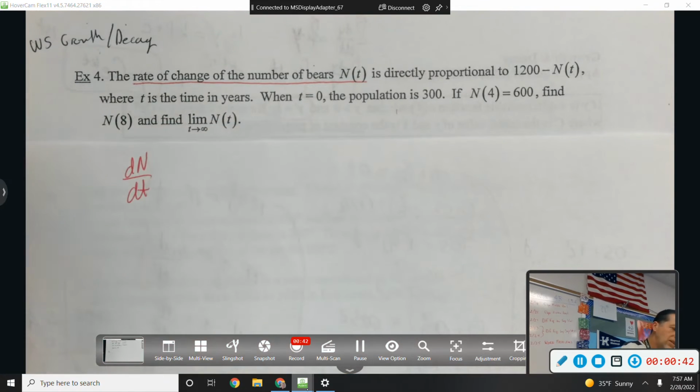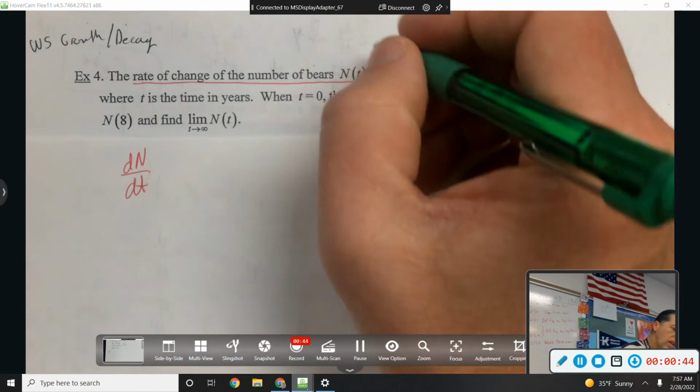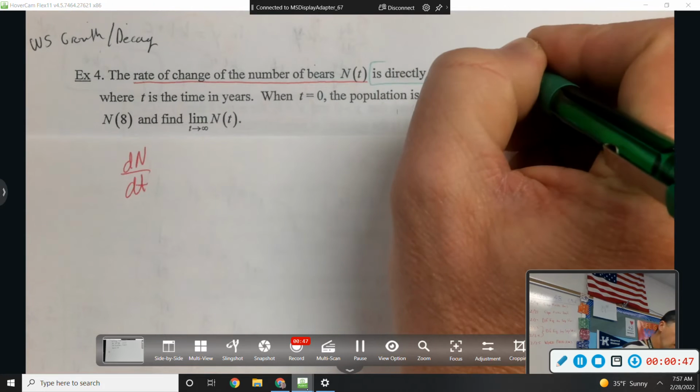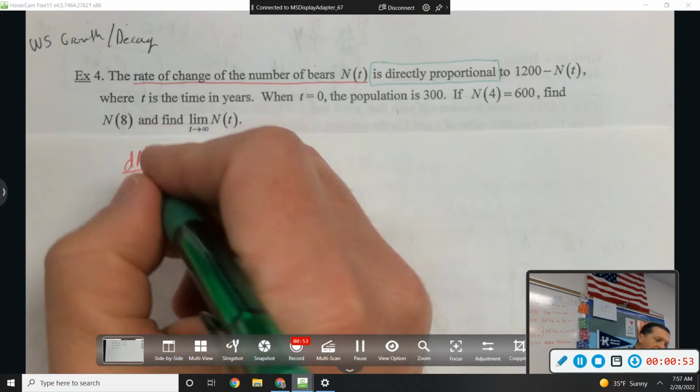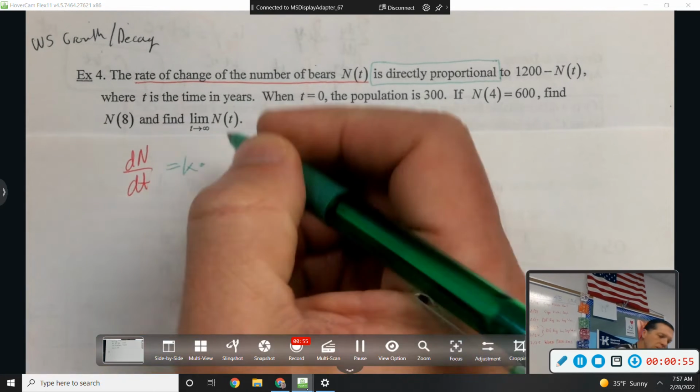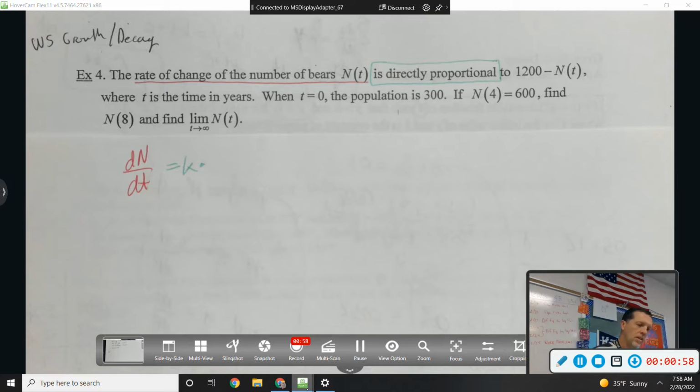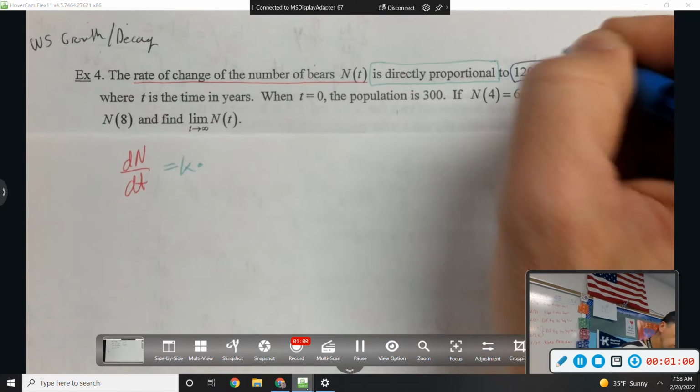So dn dt is directly proportional to. Now, Emily, what's that mean? It's got the k. So equals k times 1200 minus n.